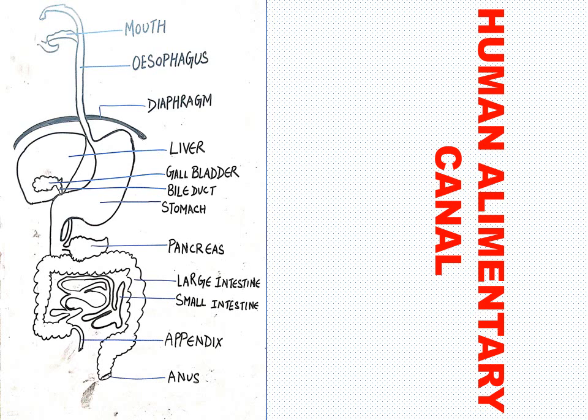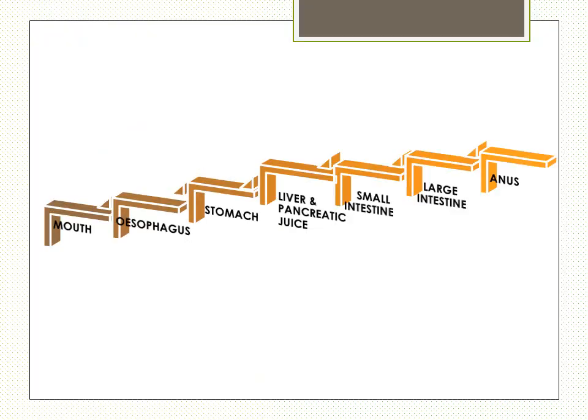Now what are the functions of all these organs? We'll study in detail about each and every organ. So pause this video and just revise the diagram with the process, like how the food goes into the body and where it ends. It goes from the mouth to the esophagus, then to the stomach, then the liver and pancreatic juices are secreted in the small intestine, then to the large intestine, and last is the anus.